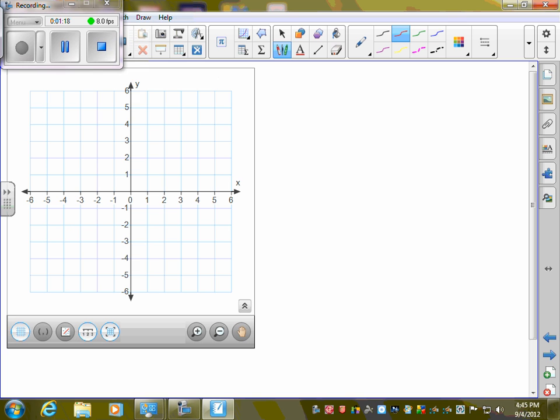So let's say we take f of x is x squared. Remember, f of x is the same thing as saying y equals. So if we look at the graph, we're going to have points at 0, 0, 1, 1, 2, 4, negative 1, 1, negative 2, 4. We're going to get a graph that looks something like that.